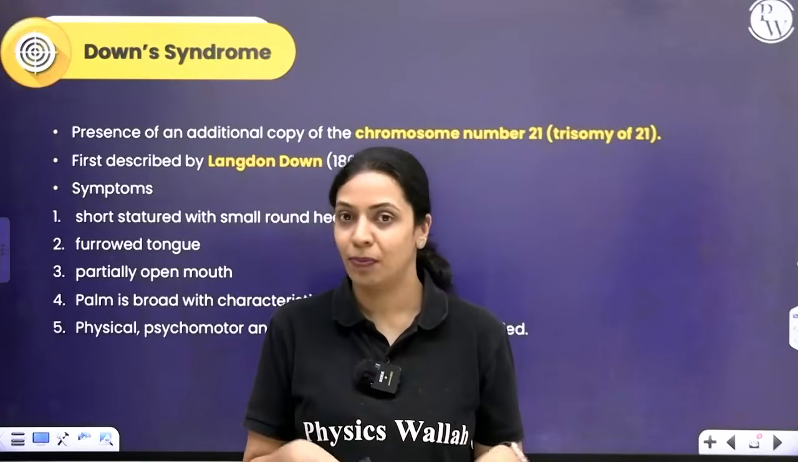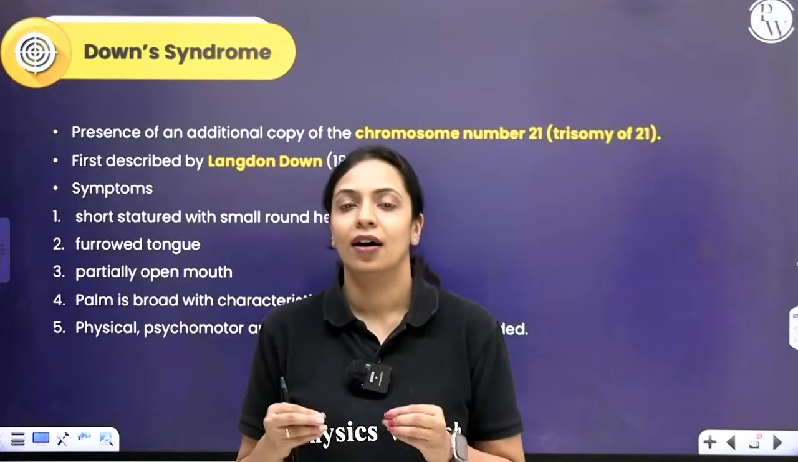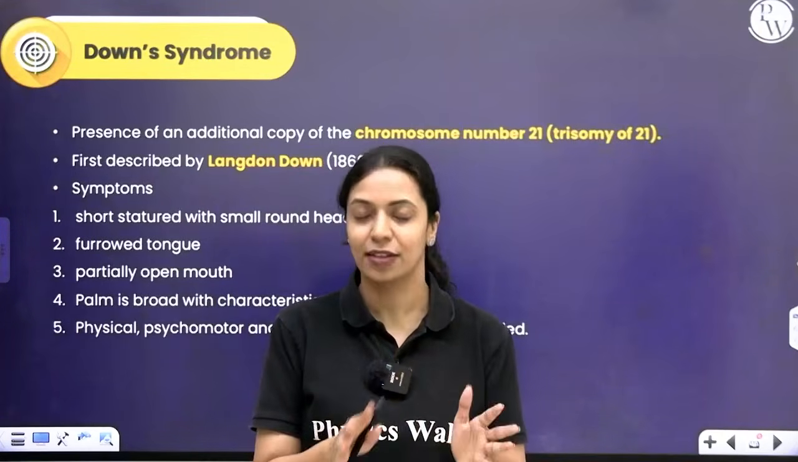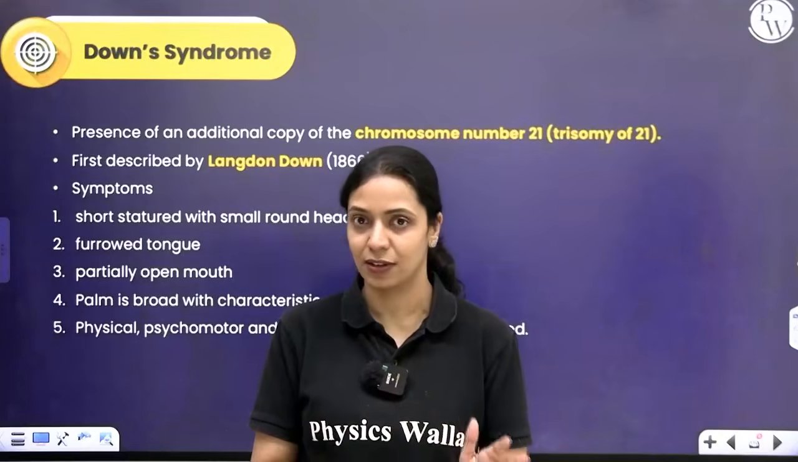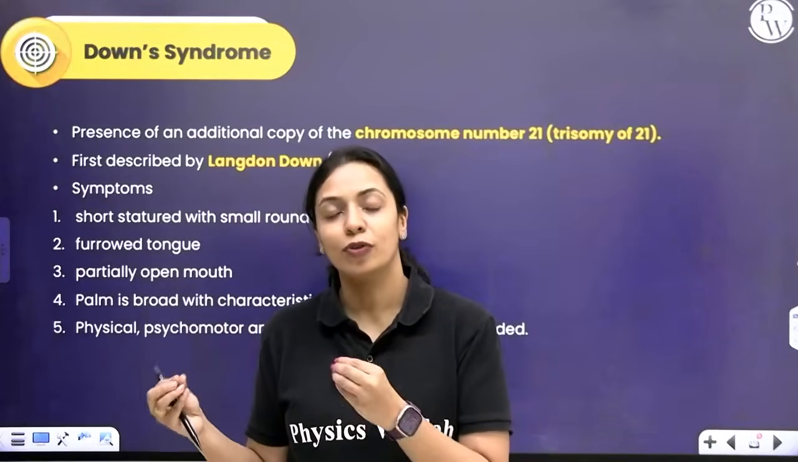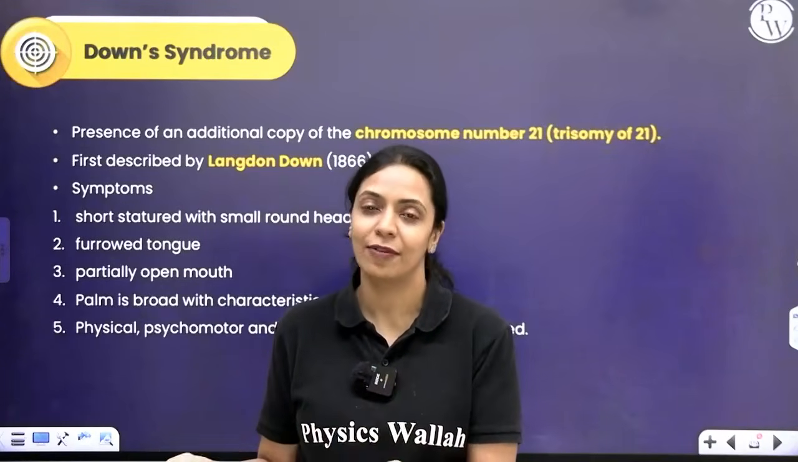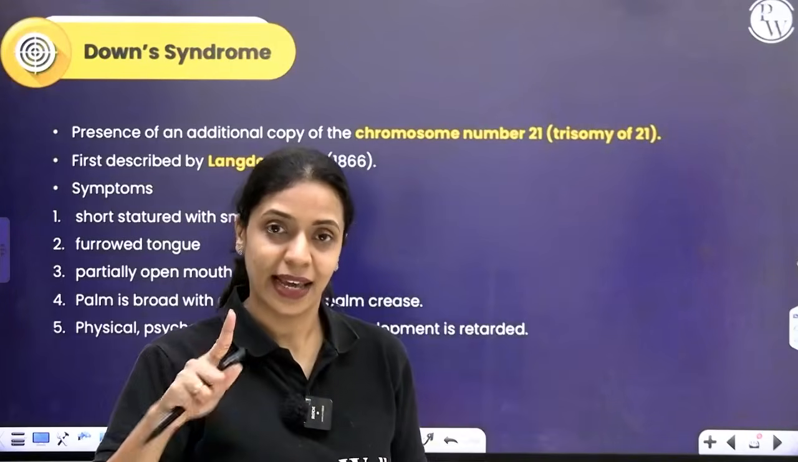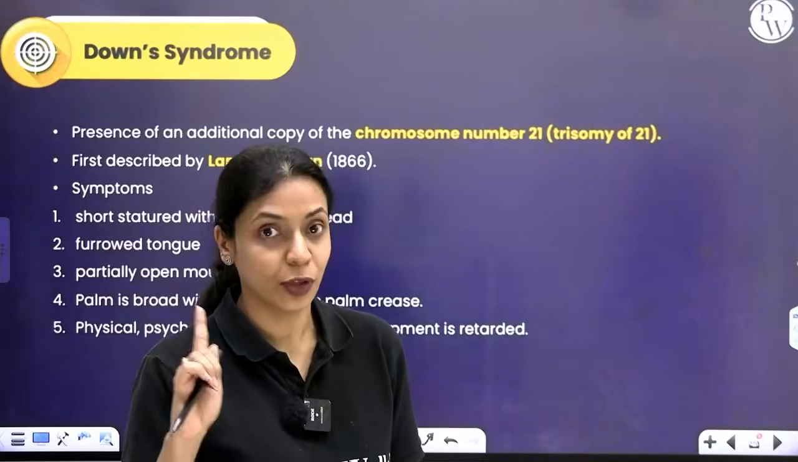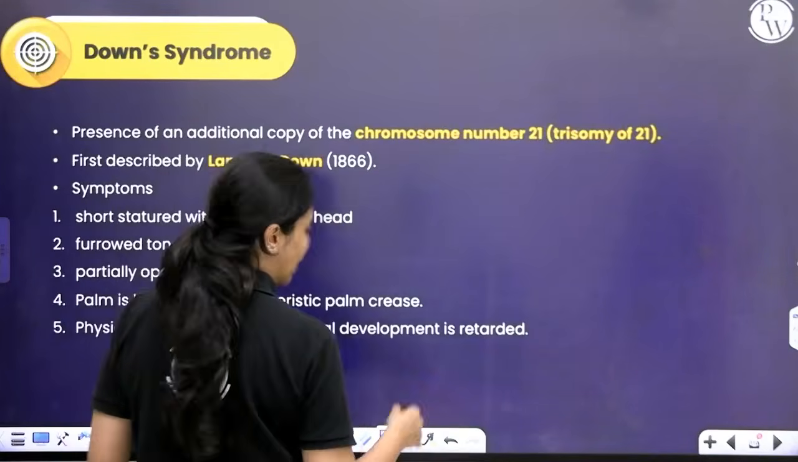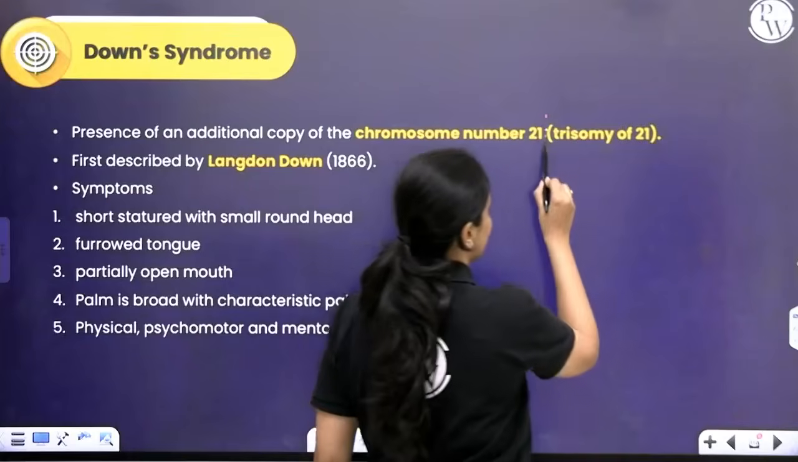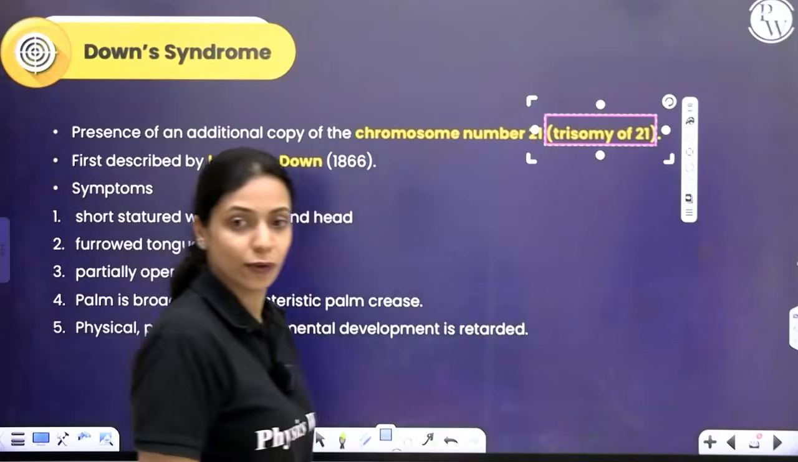This can happen in males or in females. So they will have normal sex chromosomes, XX or XY if it is girls or boys. But instead of the normal 44 autosomes, they will have 45 autosomes. And that extra autosome is an extra copy of the 21st chromosome. Since the 21st chromosome is extra, we call this trisomy 21 or trisomy of 21.